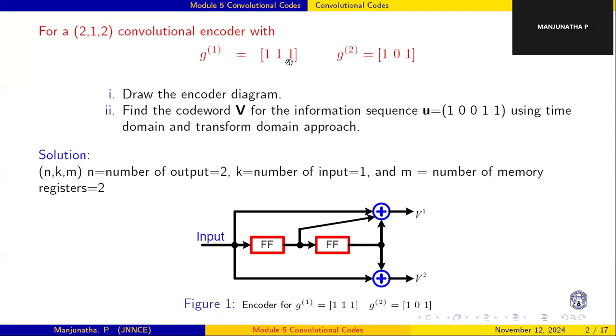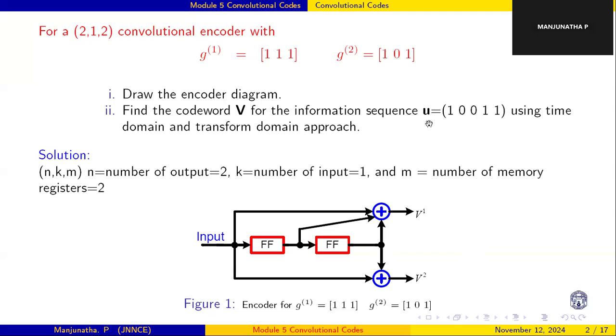Then the connection details for output one: 111, so all three are connected, the input, the output of the first flip-flop, and the output of the second flip-flop. Coming to the second output, 101: the first input is connected, 0 means there is no connection from the flip-flop 1 output, and the second register output is connected. So this is the encoder diagram.